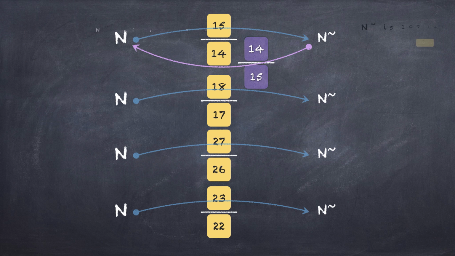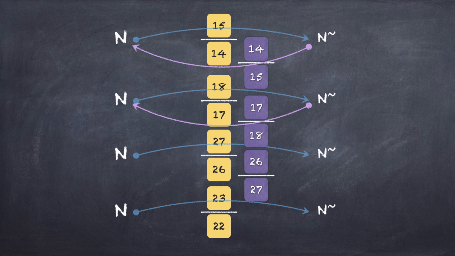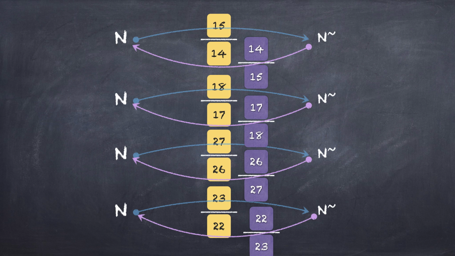See if you can do the same interpretation for the rest of the multiplying factors in both directions. That means you should be able to express n dash in terms of n and n in terms of n dash.